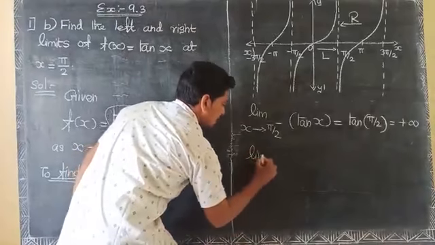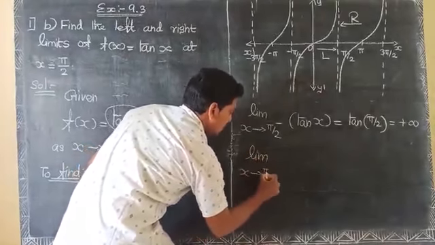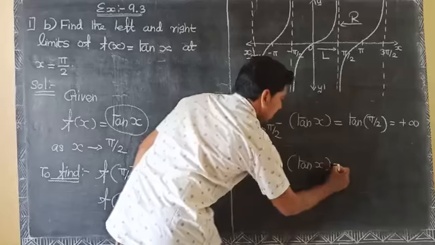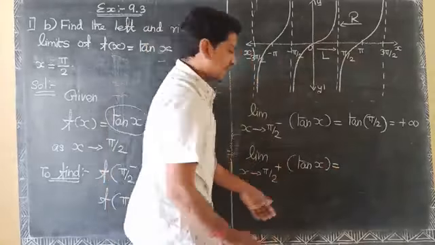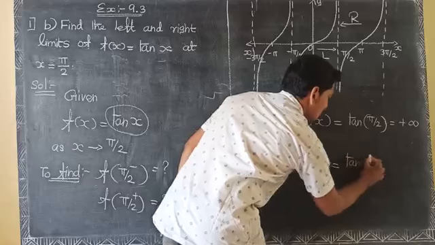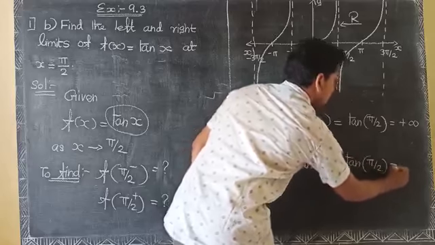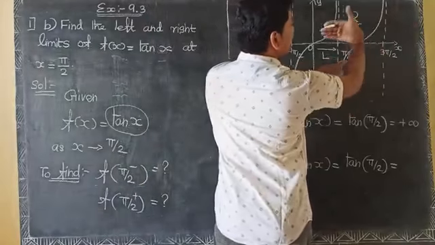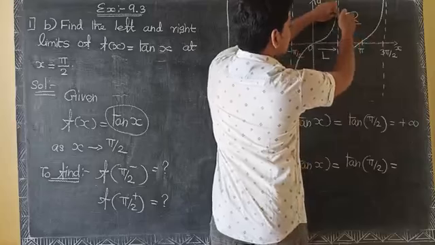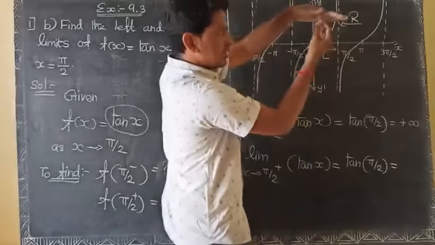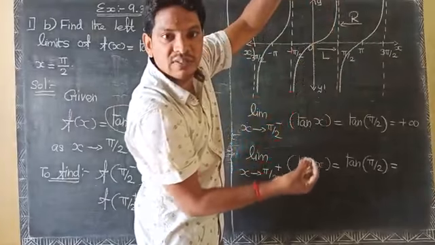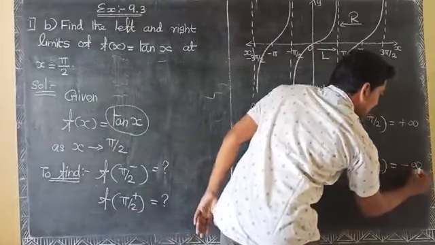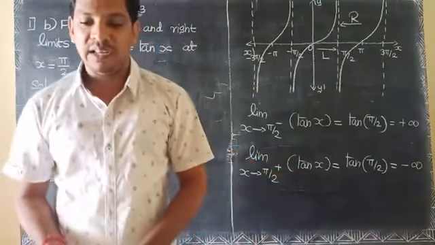Limit x approaches pi by 2 plus tan x, which is equal to, replace x equal to pi by 2 into the function, that is tan pi by 2. Here consider the graph, refer to the graph. X approaches pi by 2 from the right side means the curve is downward. The curve is downward means approaches minus infinity.